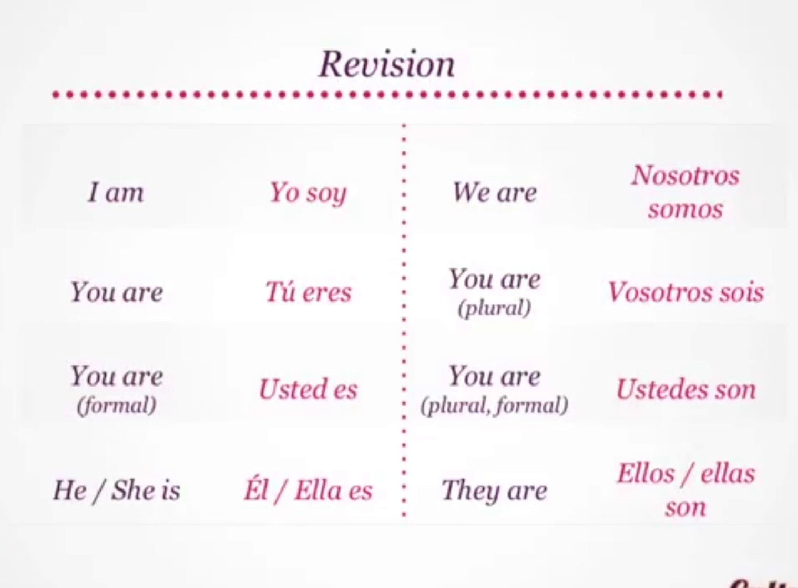And its plural form is ustedes son. He is or she is translates to él es or ella es. And they are becomes ellos son or ellas son.